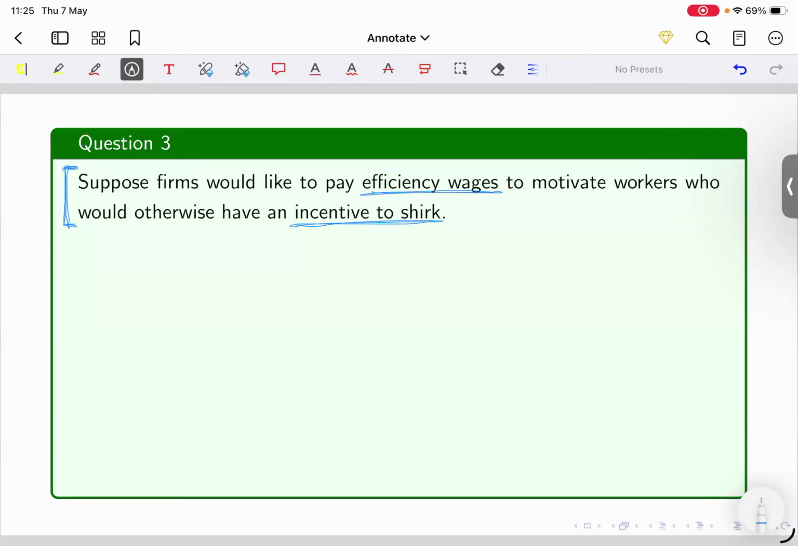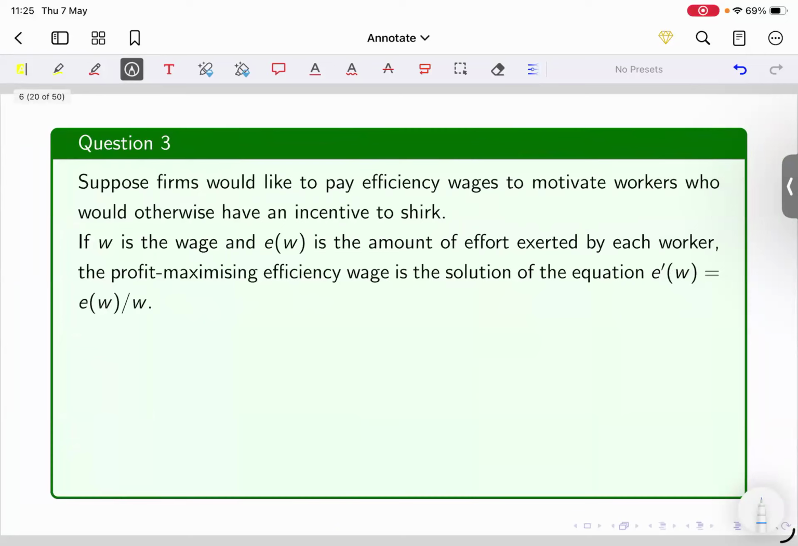This is the model we're in. If W is the wage and E of W, a function of W, is the amount of effort exerted by each worker. You see, this is how much effort I am exerting for a given wage. If I'm paid like 5p per hour, I will probably not put in my best effort. Then the profit-maximizing efficiency wage, from the point of view of your firm, is the solution to the following equation. This is giving you optimality, in case you didn't remember.